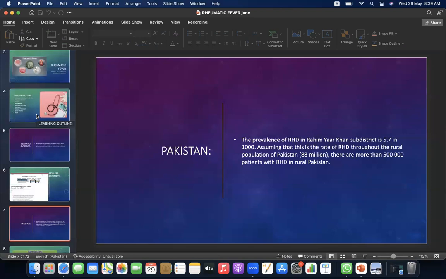As far as the stats of Pakistan are concerned, the prevalence of rheumatic heart disease in Rahim Khan sub-district is 5.7 in 1,000. Assuming that this is the rate of rheumatic heart disease throughout the rural population of Pakistan, 88 million, there are more than 5 lakh patients with rheumatic heart disease in rural Pakistan.